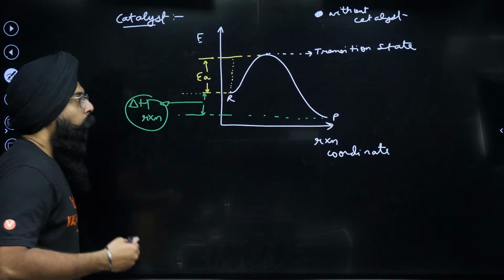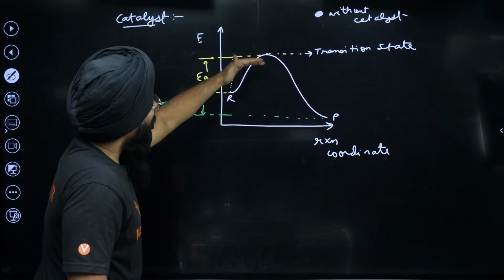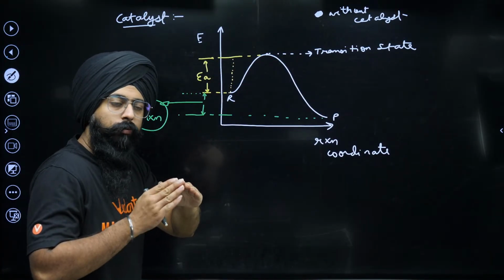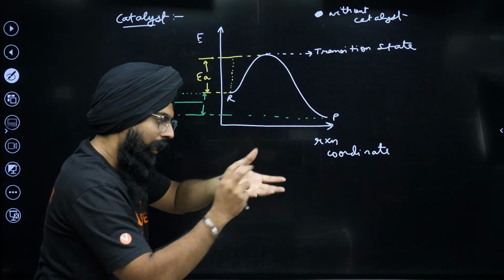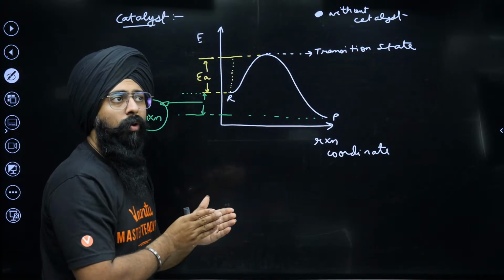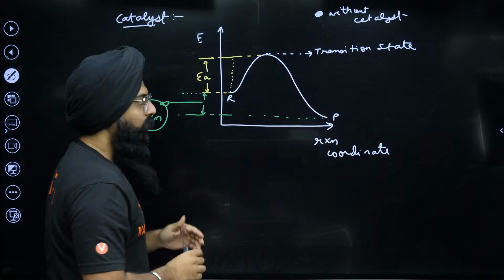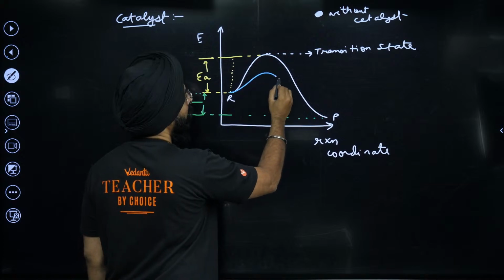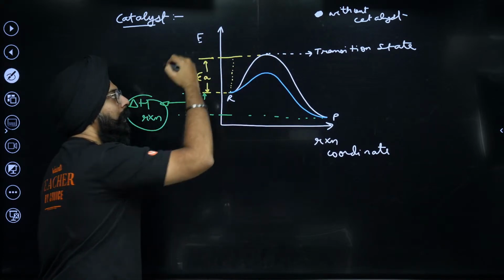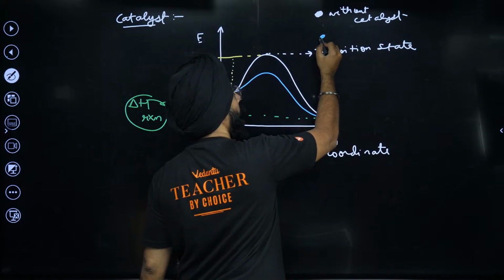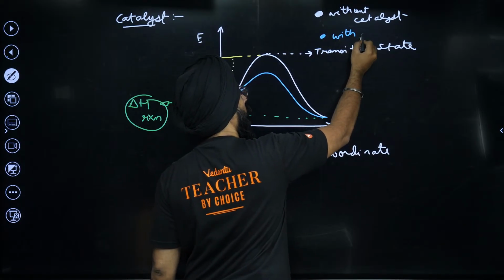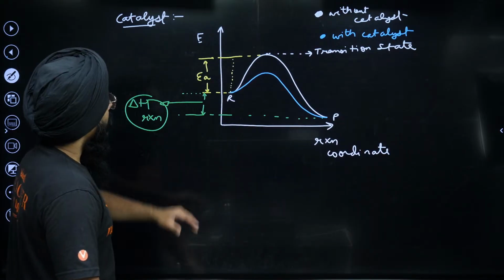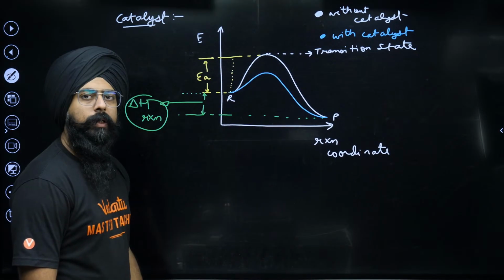Now, when we put catalyst, what happens is the transition state changes. The catalyst takes the reaction from a different path, more like it helps it go through a shortcut. So catalyst acts like a shortcut. What catalyst does is it will simply decrease the activation energy. Catalyst takes you through a different path and decreases the activation energy required.